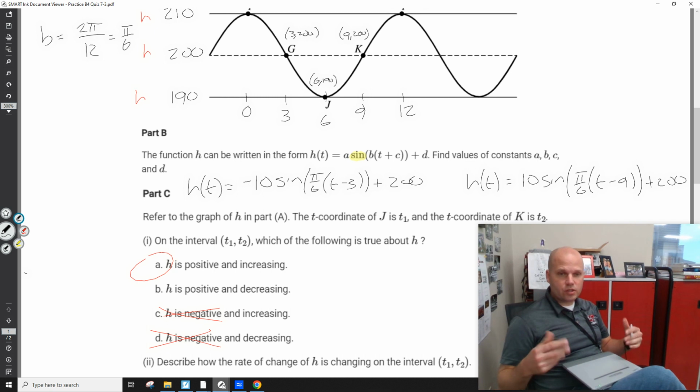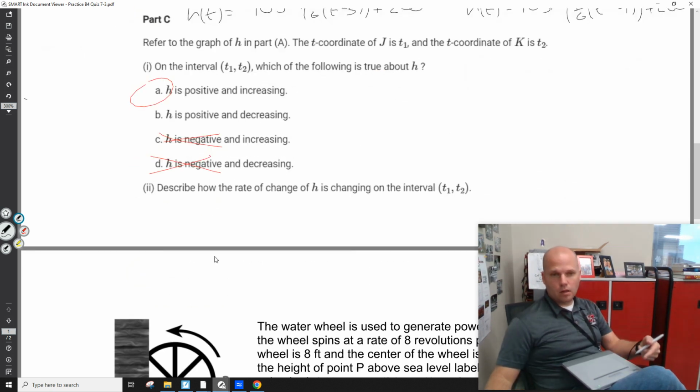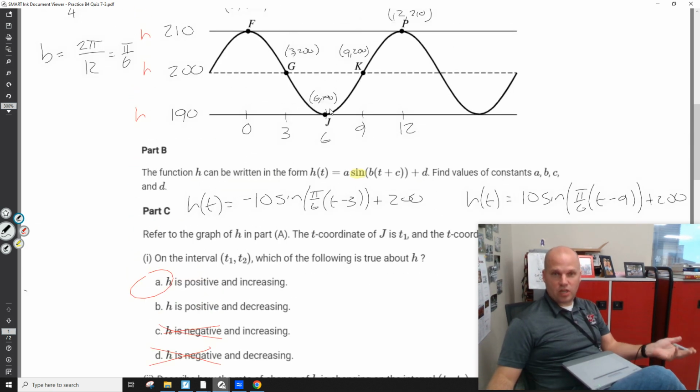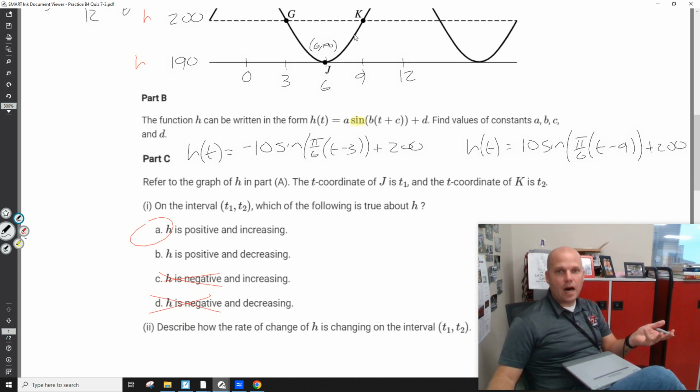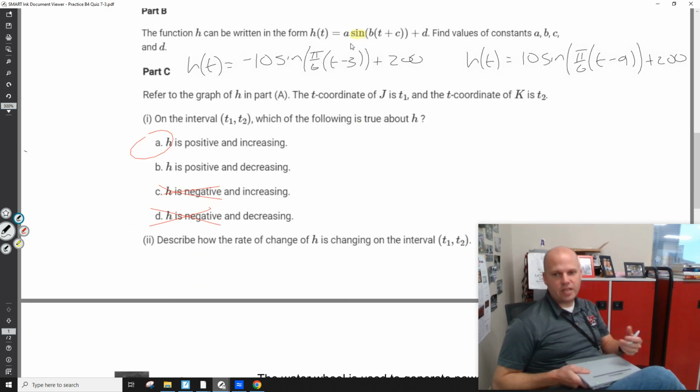If it was, what's the following is true about the rate of change of H? You would say H's rate of change is positive and increasing. That means we are increasing concave up if we're talking about rates of change. But this question too is describe how the rate of change is changing. We are concave up, so this is a rate of change that is increasing.